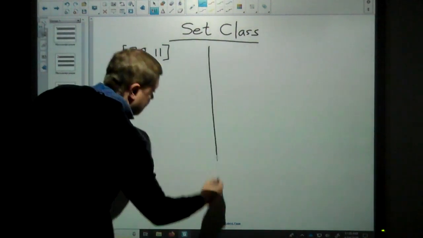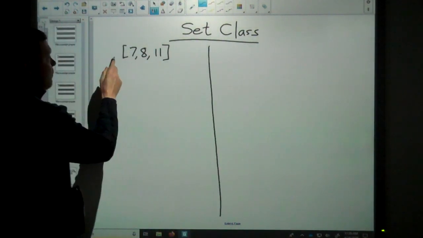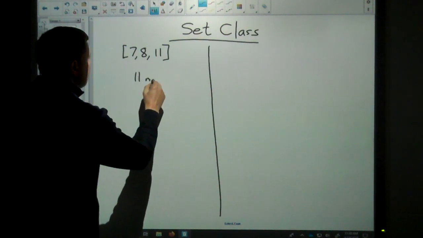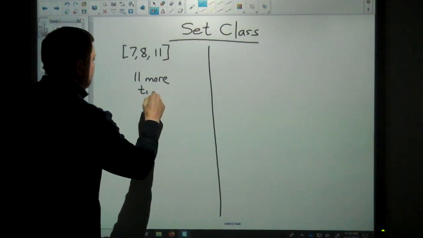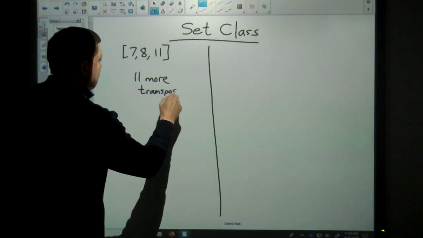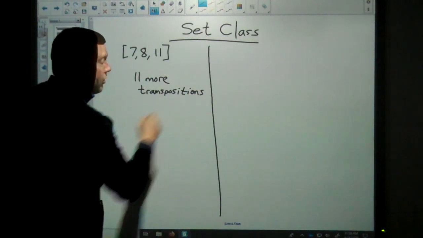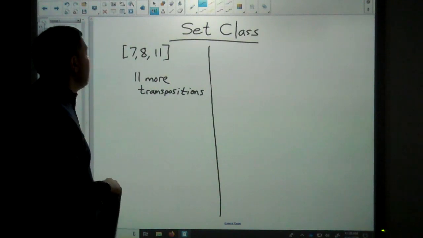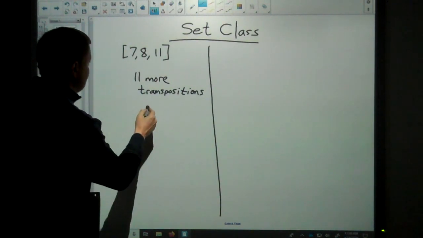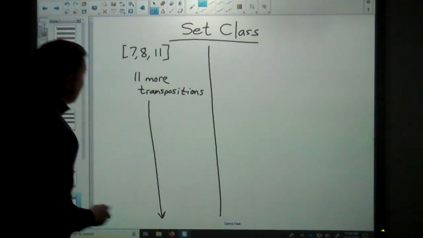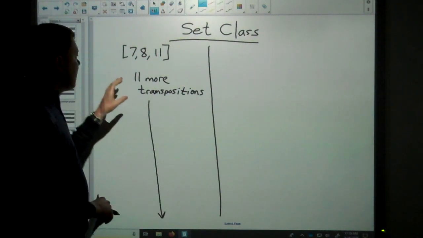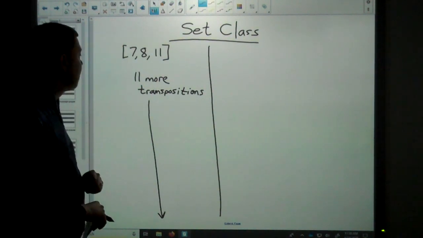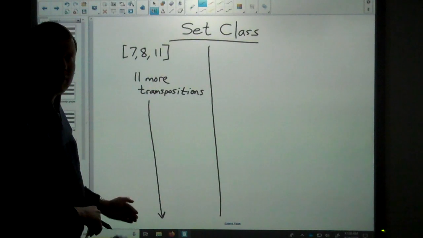So on one side of a set class, we have the normal order of the set, and we have 11 more transpositions. I'm not going to list them all here. We will take a look at a table in the book in a few minutes, so you can see how this actually works out concretely. But if we have the normal order of a set plus 11 more transpositions so that the set starts on a different pitch class each time, that would be a total of 12 transpositions.